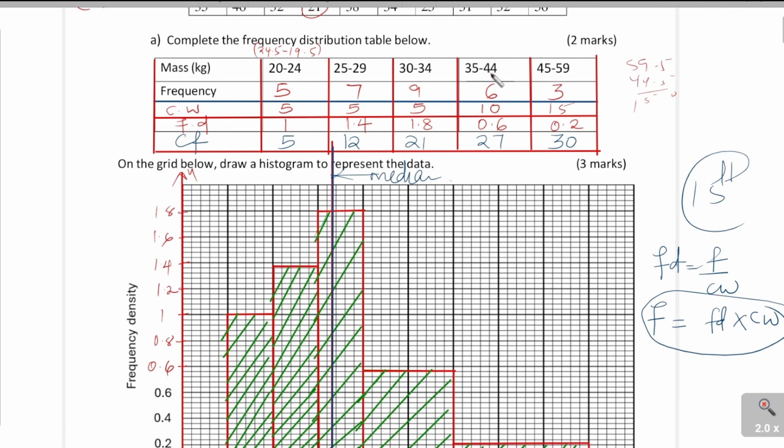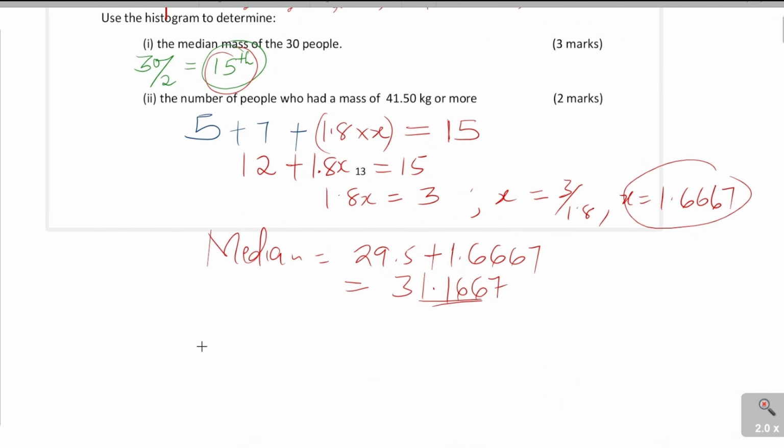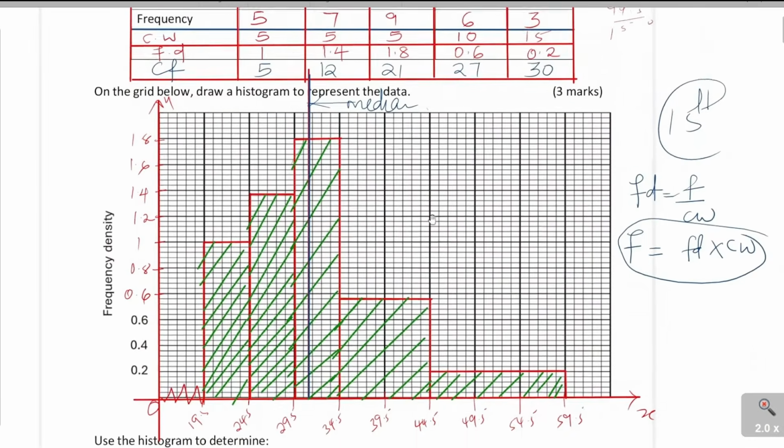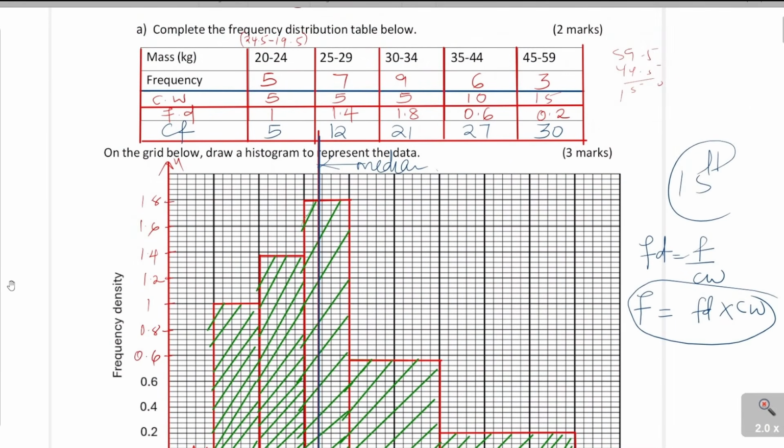So we need to get the class width first. So from 41.5 to 44, the maximum of this class, the class boundary is 44.5. So 41.5 is here. So let us get first the number of people that are between 41.5 and 44.5. So this is how we do it. We take 44.5 and then we subtract 41.5 like that. We want to get the number of people that are above 41.5, or in these from 41.5 to 44.5.